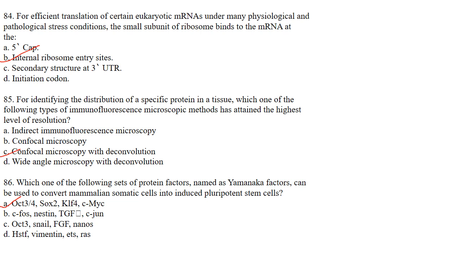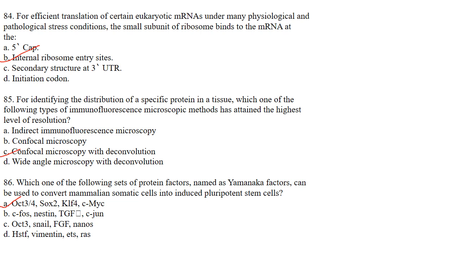Then next one. For identifying the distribution of a specific protein in a tissue, which one of the following types of immunofluorescence microscopic methods has attained the highest level of resolution? So it is confocal microscopy with deconvolution.